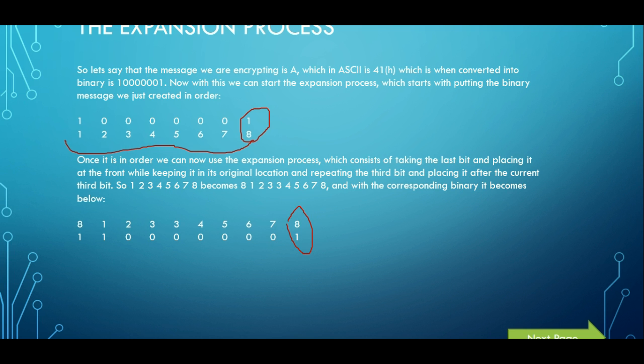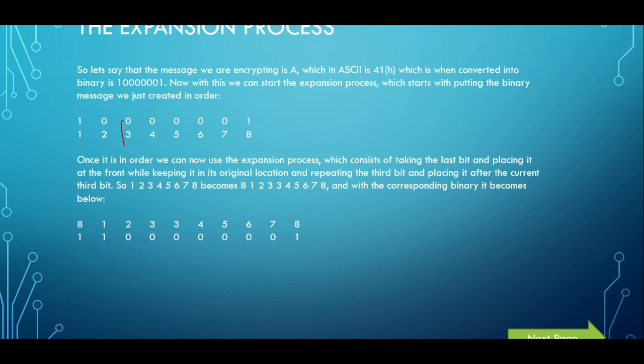You can see at the bottom here you have the last bit. We duplicated it, put it at the front, but we still keep the last bit at the end. So it's not a case of completely moving it, it's more duplicating it. And the other thing we have to do to complete the expansion process is to duplicate the third bit and repeat it right next to it.